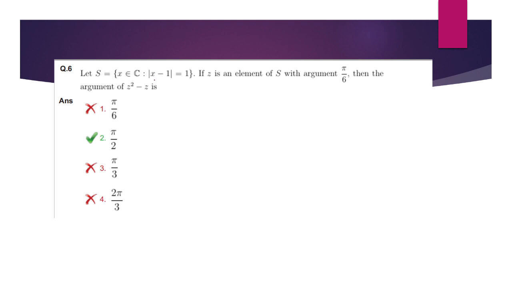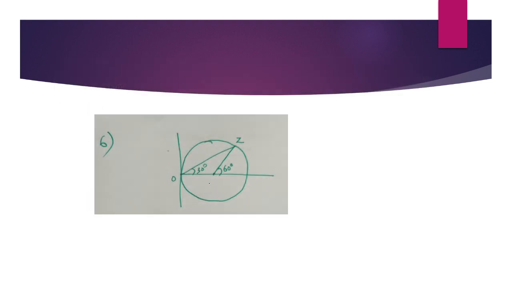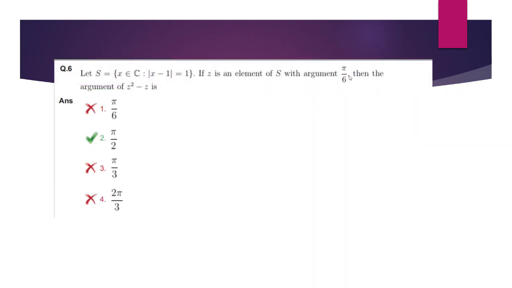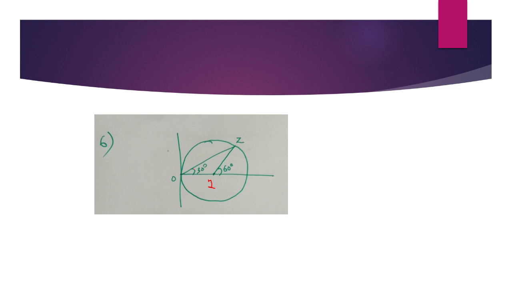In such questions where the argument of z squared minus z is asked, it is a circle. It's a circle with radius 1 and center 1 comma 0. So I'll quickly draw a circle. This is 1 comma 0, the center, and it's given that the argument of z is pi by 6. So z is at 30 degrees from the origin. So this is my z.